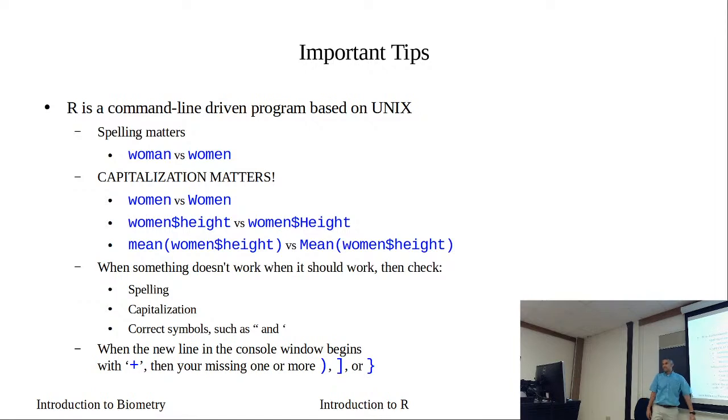If you're working on the console and you hit enter, and nothing shows up, and then you go back and retype it, and you hit enter, and nothing happens. It just makes a new line. Pay attention to what's at the bottom. If you're in the console and it's a plus, it means R is waiting for more commands. Alright, you didn't finish it.